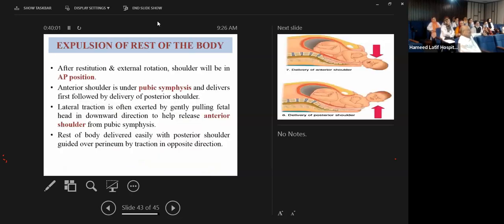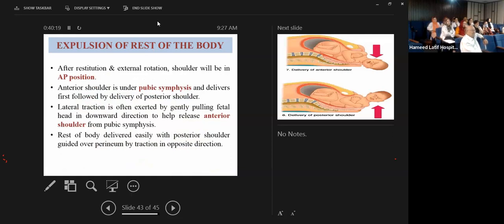Now, expulsion of the rest of the body. After restitution and external rotation, shoulder will be in anterior posterior position. Anterior shoulder is under pubic symphysis. Until the shoulder delivers, what should you give forward? And it delivers first, followed by the delivery of the posterior shoulder.